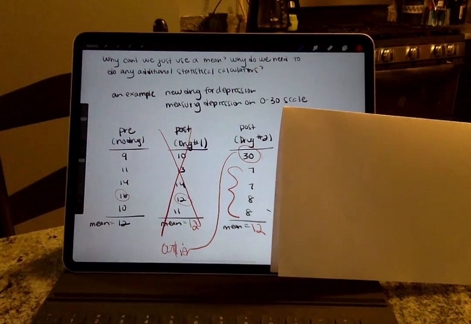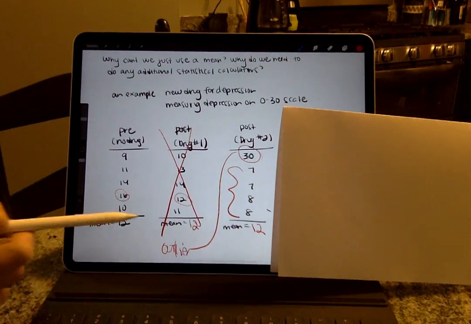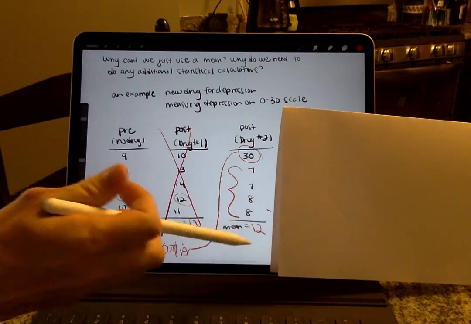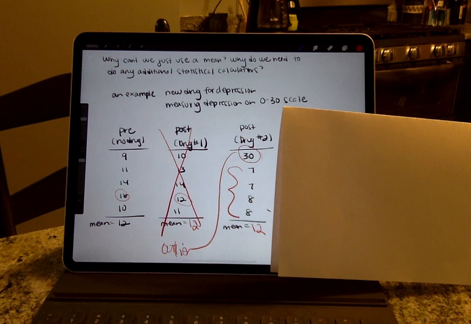Okay, so was this drug effective? I don't know. It looks pretty good. One person didn't do so great, but 80% of the sample had a reduction. So the mean was not very effective in telling us what was really going on with this drug.